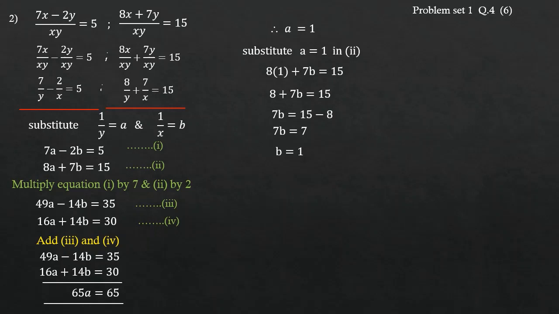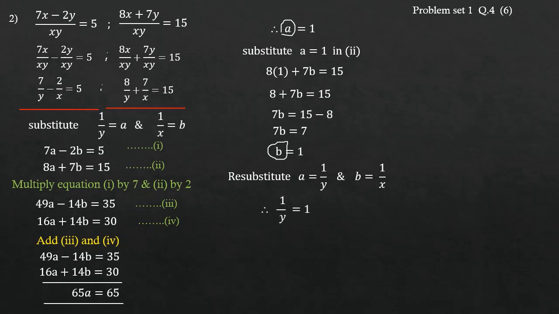So it's very simple. You have done it many times in 9th, and in 10th we discussed in the first lecture how to solve a linear equation, and it's again after substitution just a simple linear equation. Now we do resubstitution to find the values of the original variables, that is x and y. So instead of a, we are writing 1 upon y here, and instead of b, we are writing 1 upon x.